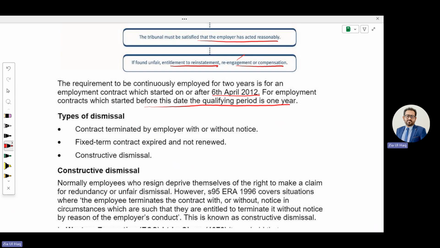Types of dismissal: there are 3 types of dismissal. Contract terminated by the employer with or without notice, that is dismissal. Fixed term contract expired or not renewed. If you appointed the employee for 2 years, after completing the 2 years the employee is dismissed. So that is also called dismissal. Obviously, that is fair. And constructive dismissal. What is constructive dismissal?